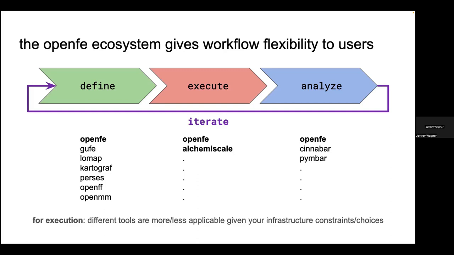So you might ask, why would we need different things in this execute column? Well, honestly, different tools are more or less appropriate depending on what kind of infrastructure you have access to, what your constraints are within your organization. Basically, there's not a one-size-fits-all solution for execution, typically. And we'll be talking about Alchemiscale here.